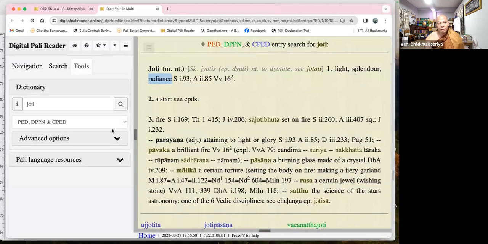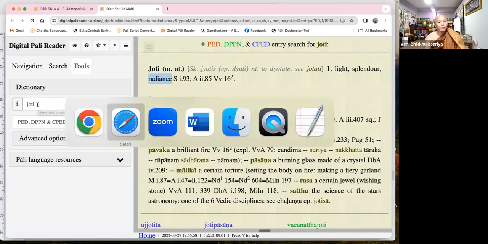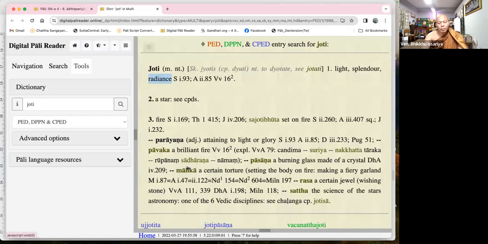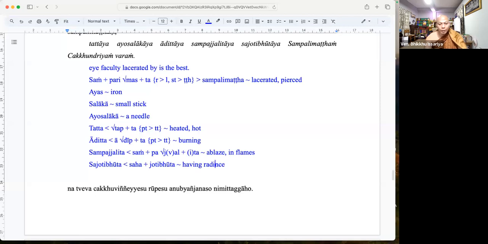So Saha Jodi, like the Sawitekka, literally having radiance, R-A-D-I-A-N-C-E. So having radiance, literally. But later, that one is also the same as a blaze or having flame, in flames. So, okay, these are the four modifiers to that ayosalaka.